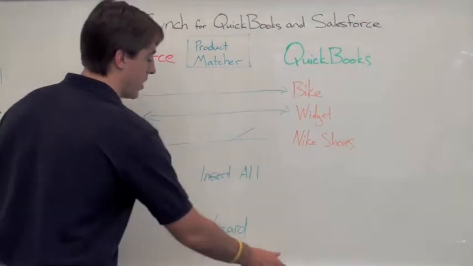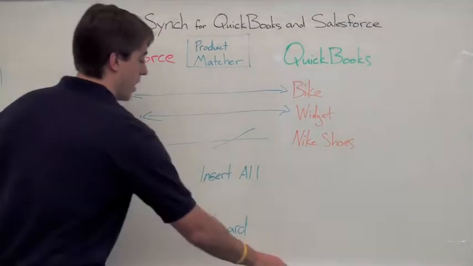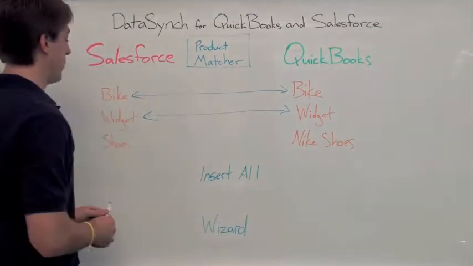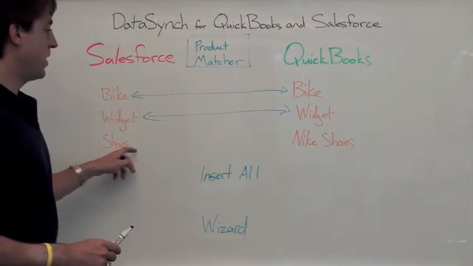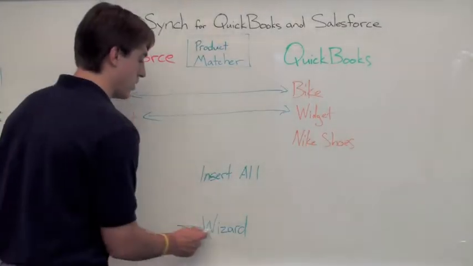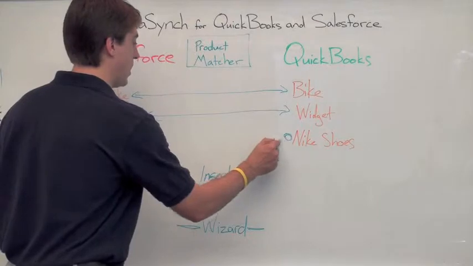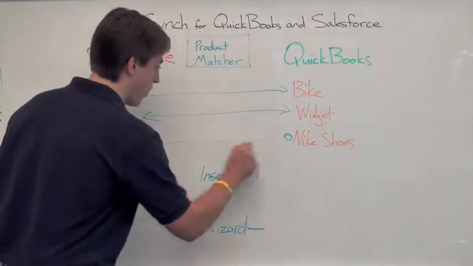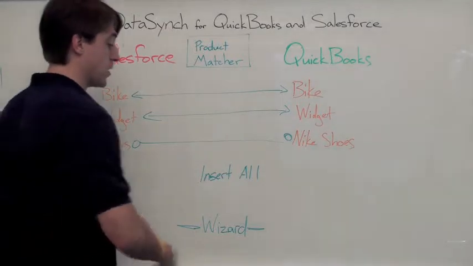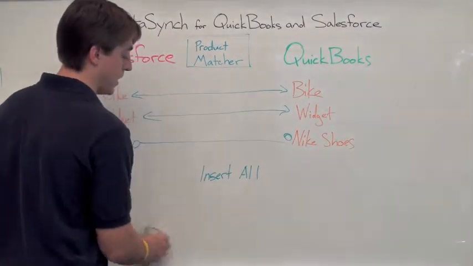So after you're matched up, you can use the wizard, and the wizard will allow you to say, okay, well, those are synced up, those are linked, but these and these really do equal each other. So when you're running the wizard, you say, okay, this guy here and this guy here, they're the same. Now DataSynch knows that they're the same. That's what the wizard does.